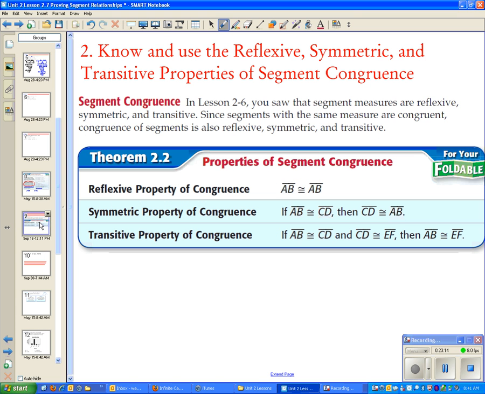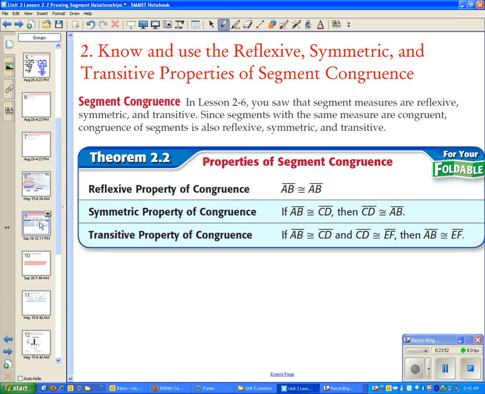All right. Now we're on page 143. I'm sorry I'm jumping around everywhere, but there was just a lot of territory. We did not need to cover each section. We just needed to talk about one thing out of it. And we have these properties of reflexive, symmetric, and transitive for congruent segments, or, as the book says, of segment congruence. All right, so since segments with the same measure are congruent, congruence of segments is also reflexive, symmetric, and transitive.